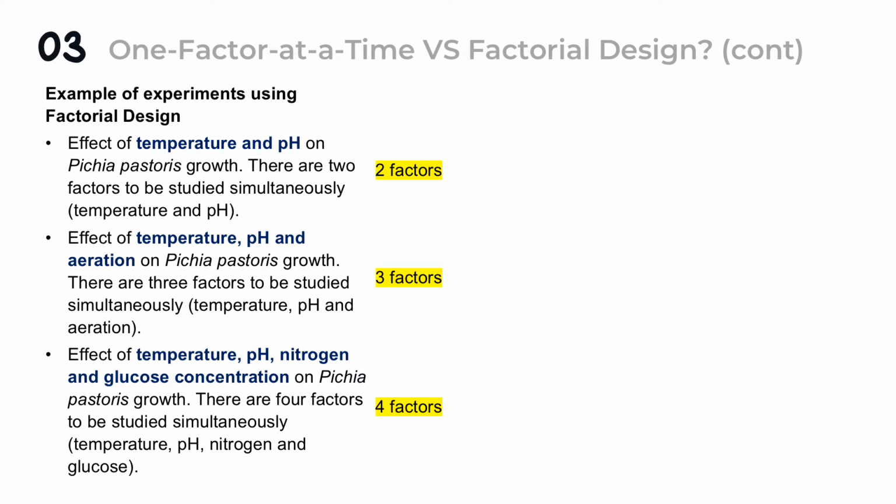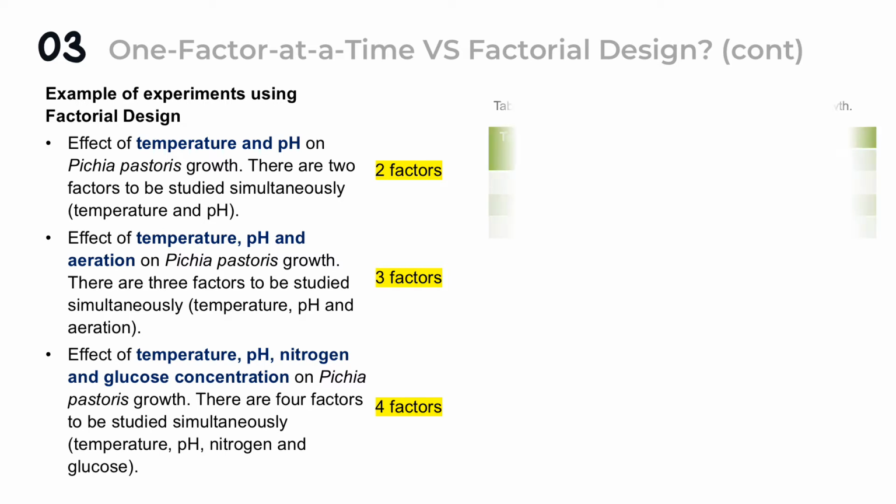So by definition, factorial design is an approach that investigates the effect of two or more variables. So the minimum number of factors is 2, and it can be more than that, either 3, 4, 5, and so on. But the more factors to be investigated, the more complex the experiments will be.